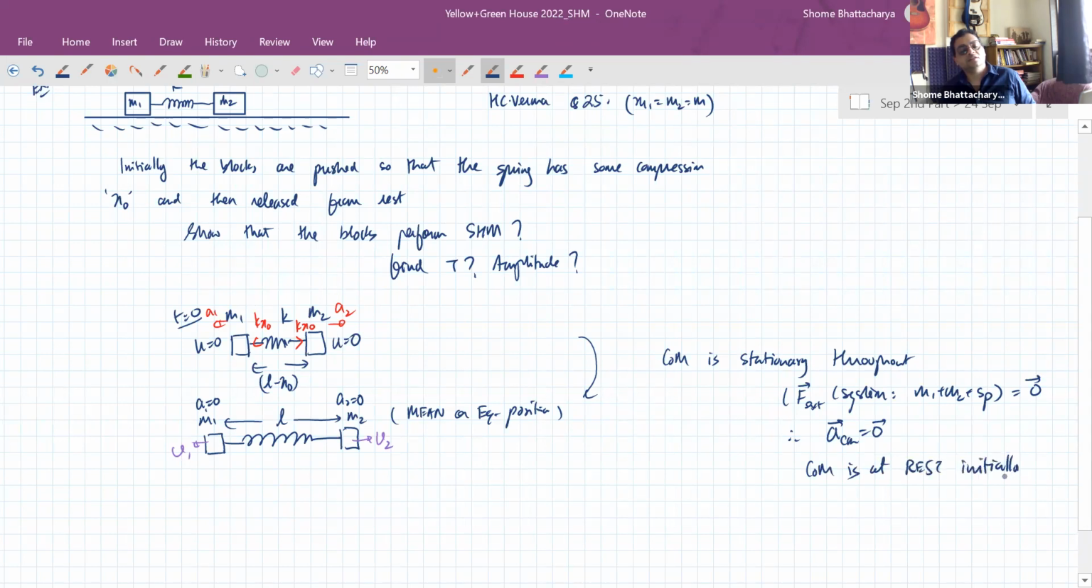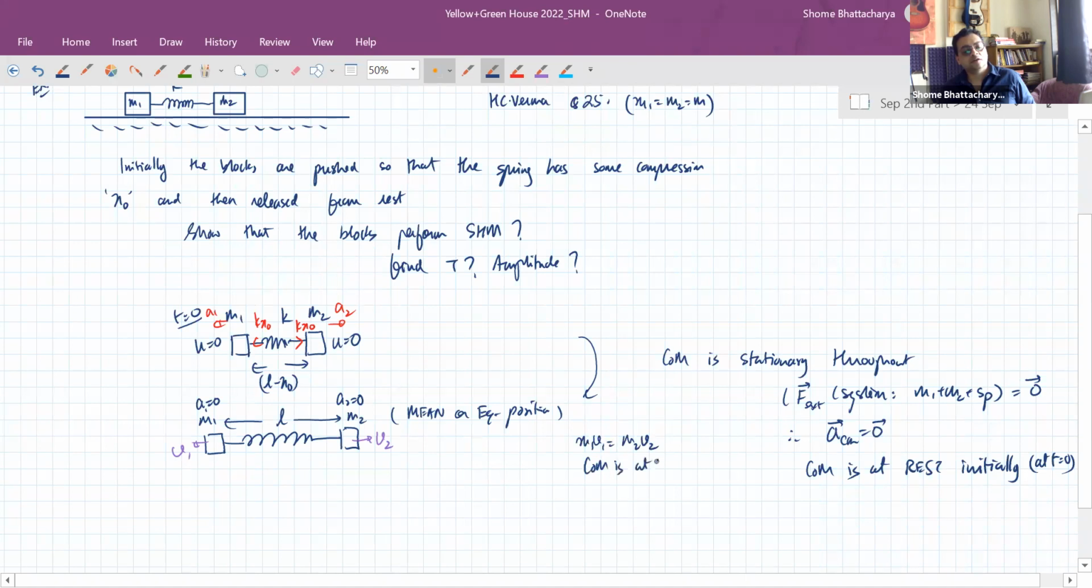If it is at rest initially, so both the blocks are at rest, and its acceleration remains 0, the center of mass will remain at rest. That's why we can see over here that m1 v1 will be equal to m2 v2, because the center of mass is at rest. Similarly, here m1 a1 is equal to m2 a2, because the acceleration of the center of mass should be 0.